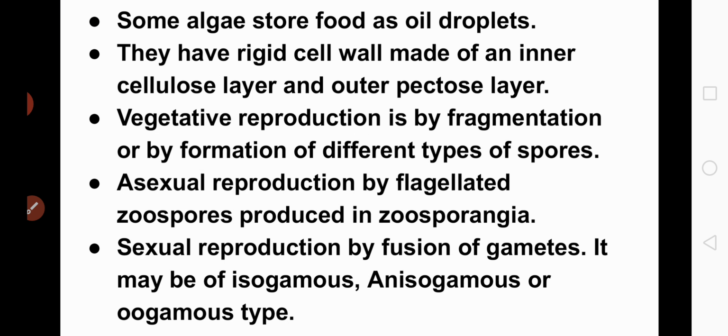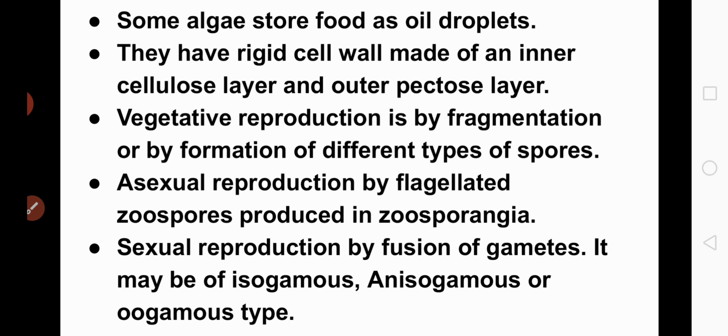But some algae store food as oil droplets. The majority of algal members store food in the form of starch, but some algal members also store food as oil droplets. Outer to the cell, these Chlorophycean members possess a cell wall, which is the external covering layer, and this cell wall is made up of cellulose and pectose. So the cell wall composition in Chlorophyceae is cellulose and pectin or pectose.